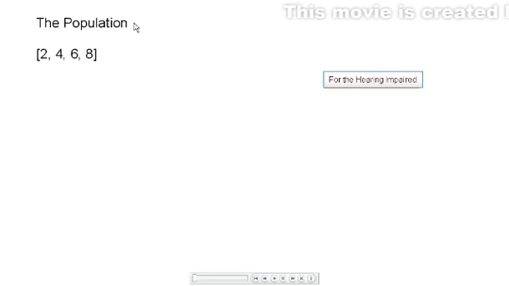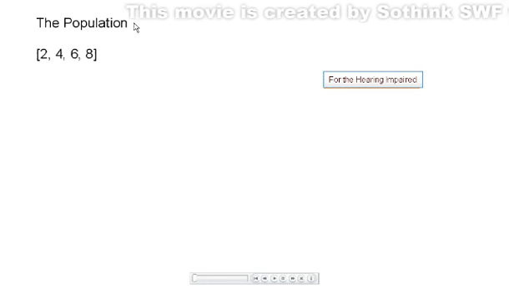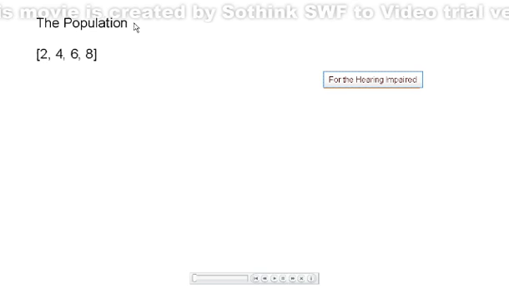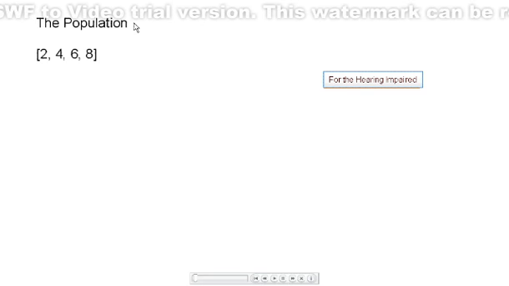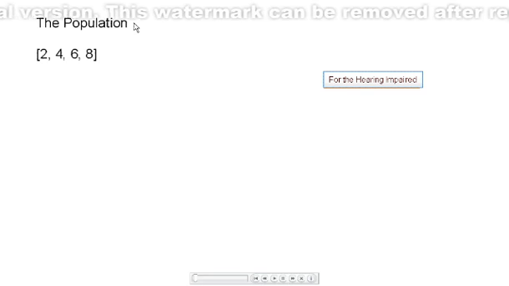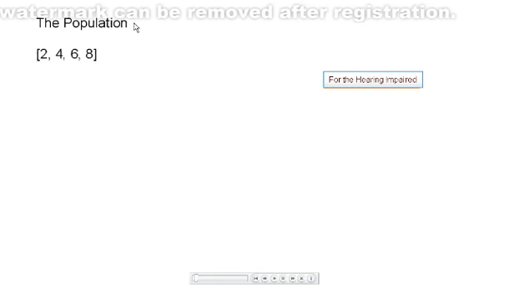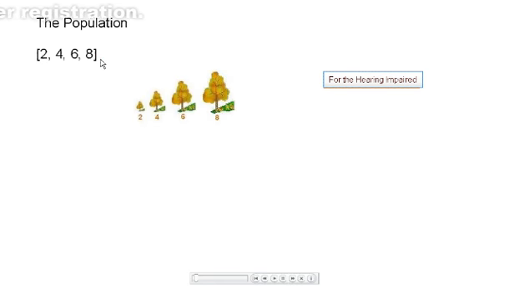I have many bushes at my home, but I am especially fond of 4 of them, so I will define my population as follows. The population consists of the heights of the 4 bushes of which I am especially fond. The heights are 2 feet, 4 feet, 6 feet, and 8 feet.